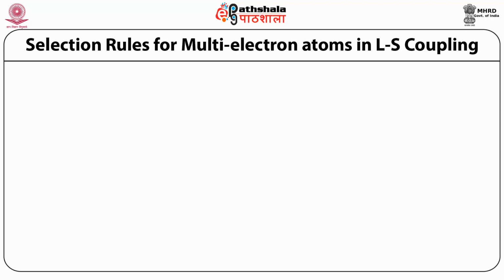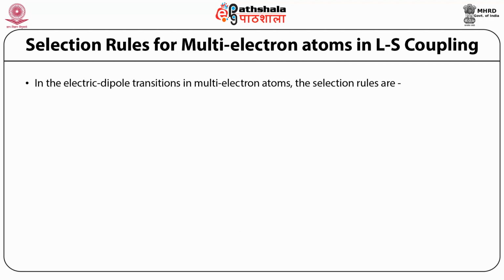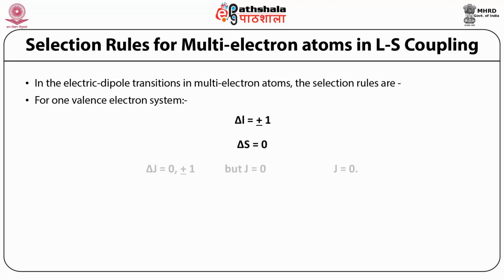There are selection rules for the interaction of LS coupling. In the electric dipole transitions in multi-electron atoms, the selection rules are: for one valence electron system, delta L is equal to plus minus 1, delta S is equal to 0, and delta J is equal to 0, plus minus 1, but J equal to 0 to J equal to 0 is not allowed.